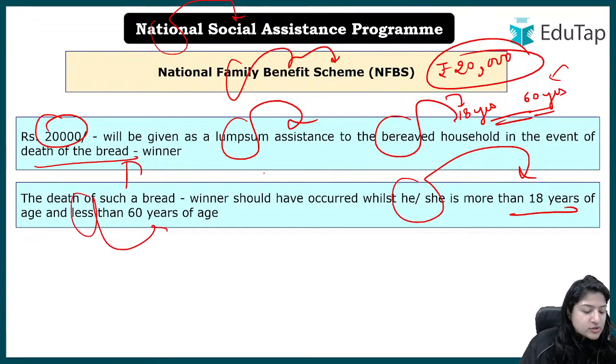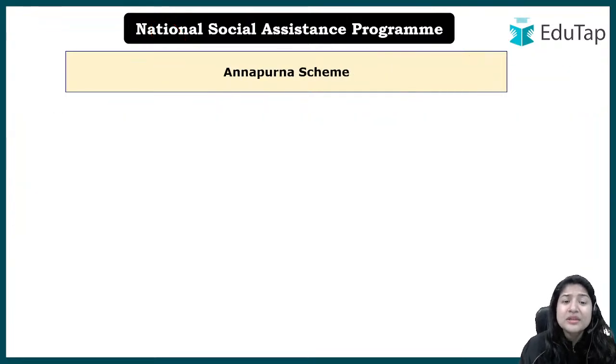ठीक है, I hope it will be easier to remember: 18 and 60, and how it can be remembered. 60 is the retirement age, 18 is the legally working age, right? So if anybody is beyond or before that, they will not be eligible to get the benefit. ठीक है, lastly it is Annapurna scheme. So Anna means what?